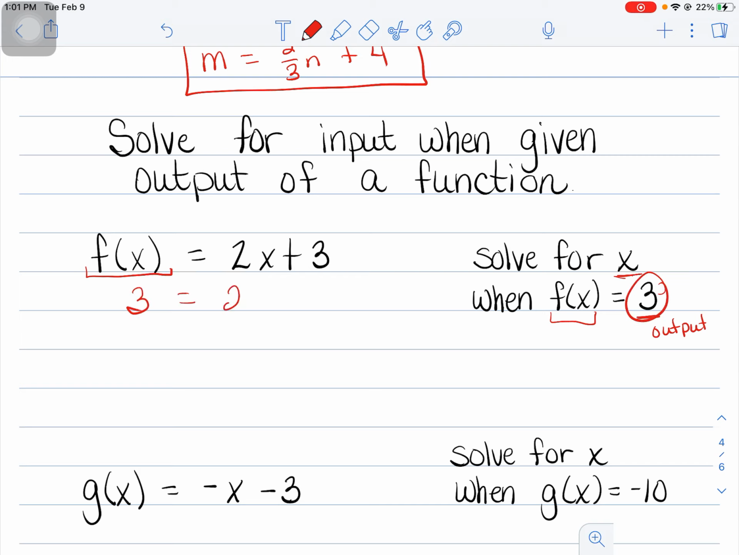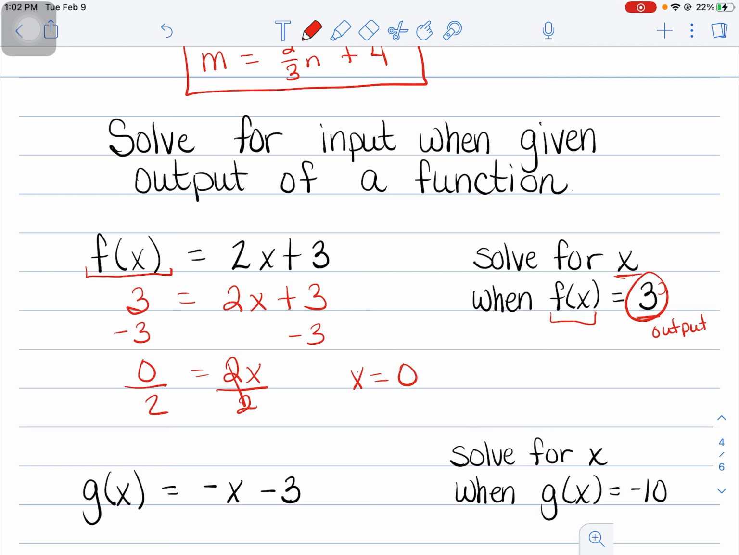So 3 equals 2x plus 3, and I'm solving for what x is. So minus 3, I get 0 equals 2x, divide by 2, divide by 2. Anytime I divide 0 by a number, it's still just 0. So x is 0.